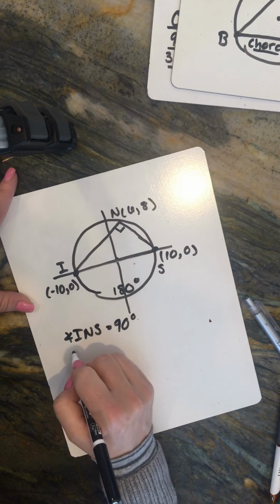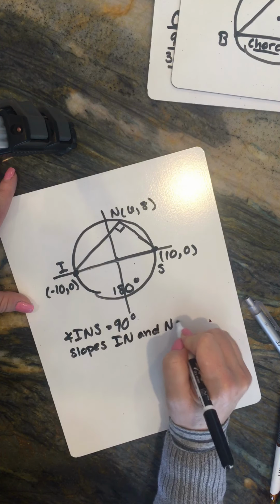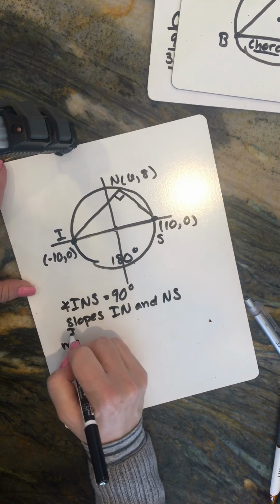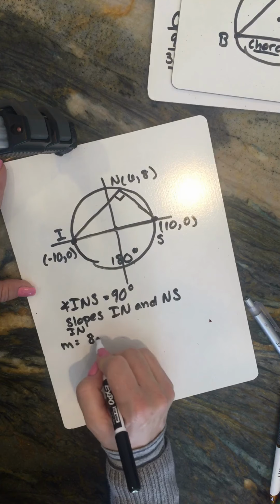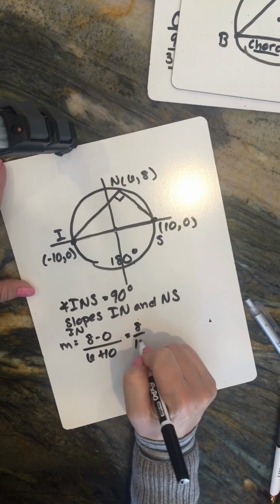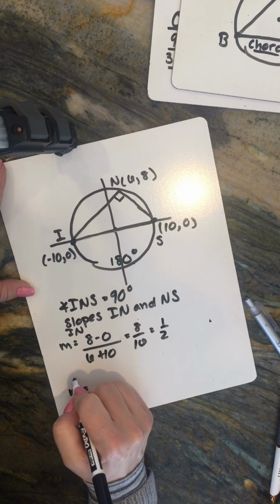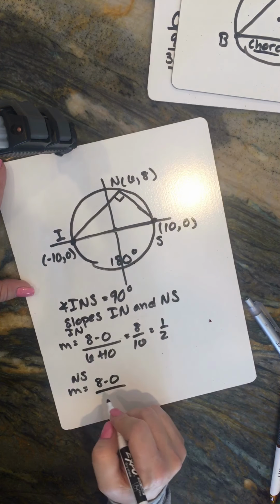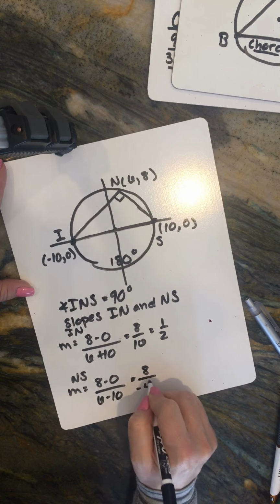Let's find the slopes of IN and NS. Remember, rise over run. We'll do IN first. The change in y is 8 minus 0, over 6 minus a negative 10, which is 8 over 16, or 1/2. And then we'll find the slope of NS. So 8 minus 0 again, over 6 minus 10. So that's 8 over negative 4, or a negative 2.